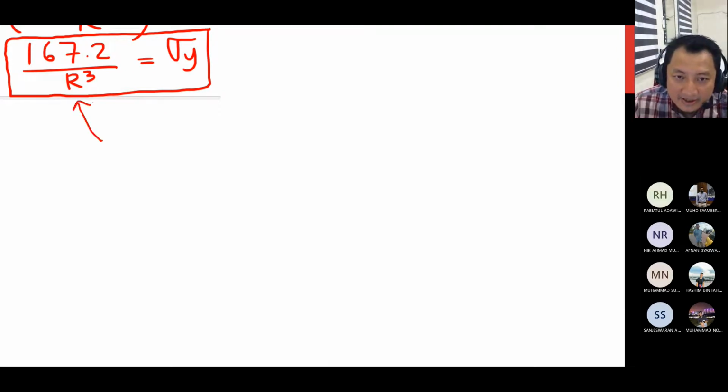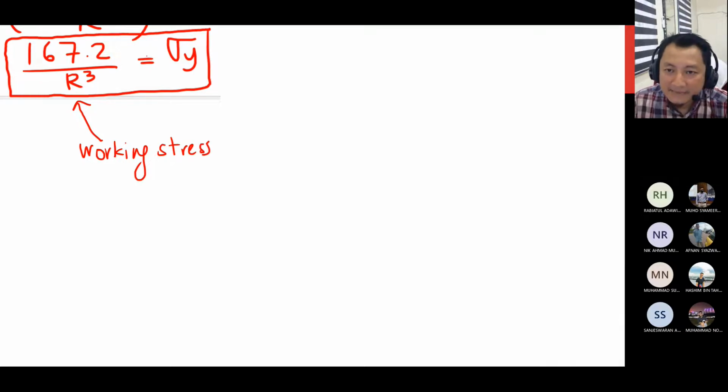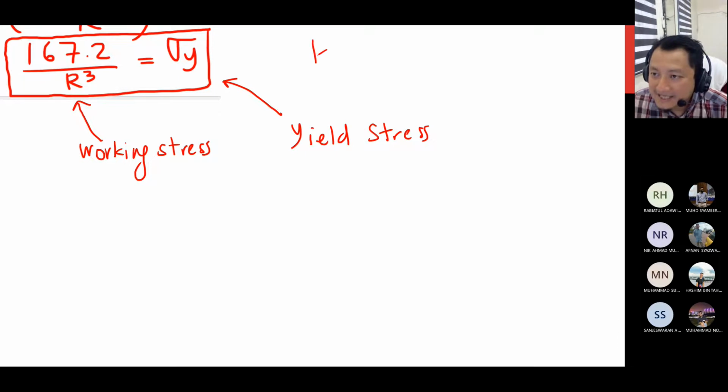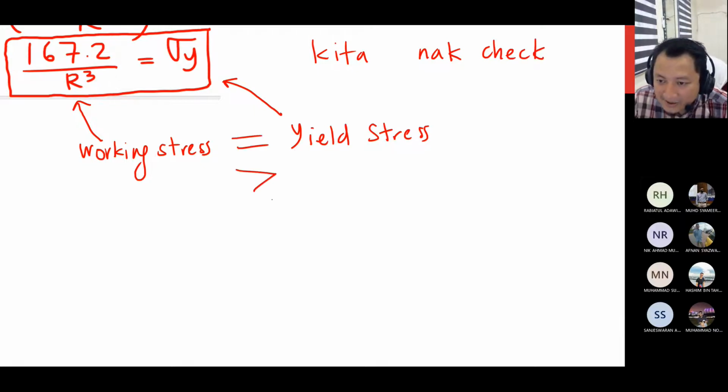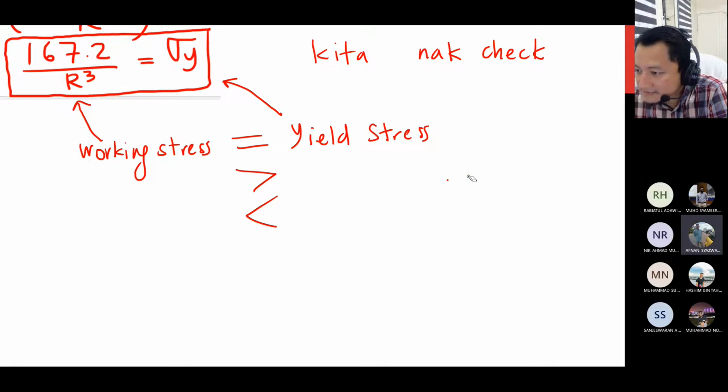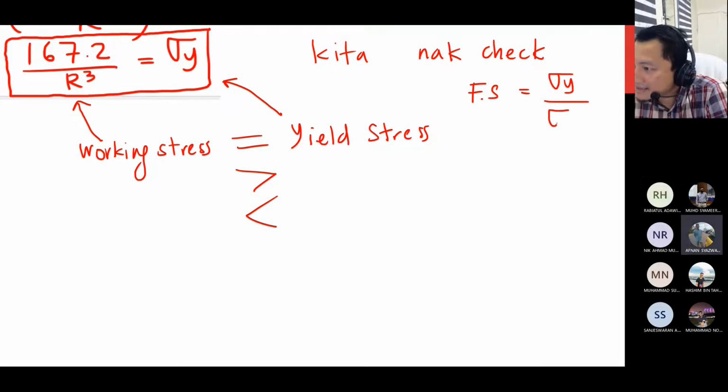So, sebelah yang kiri ni, ini kita punya working stress. Kita nak check, adakah dia sama dengan yield stress atau kurang atau lebih besar. Sebelah kanan kita ni, macam biasalah, yield stress. So, kita nak check, adakah dia sama atau lebih besar atau lebih kurang. So, kita kena make sure itulah yang berlaku. Ingat balik, factor of safety. Kena pakai safety factor tu lah. Mesti. Sigma yield bahagi sigma working.